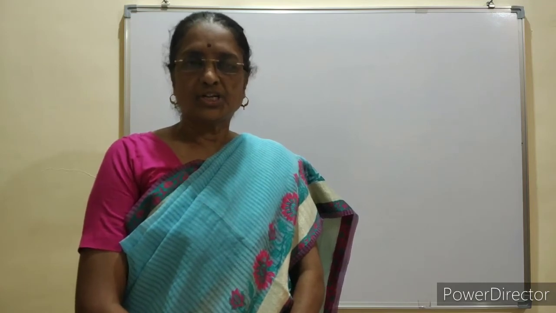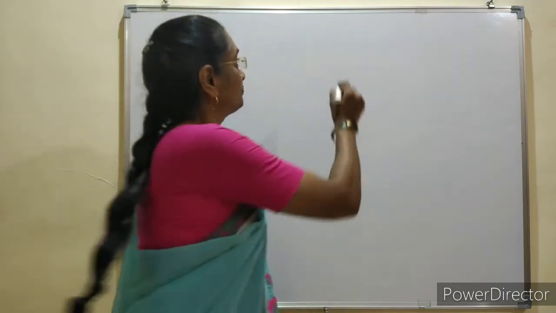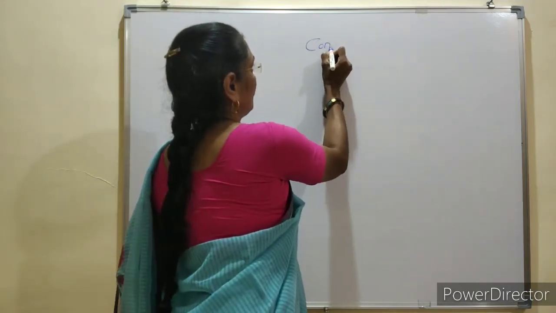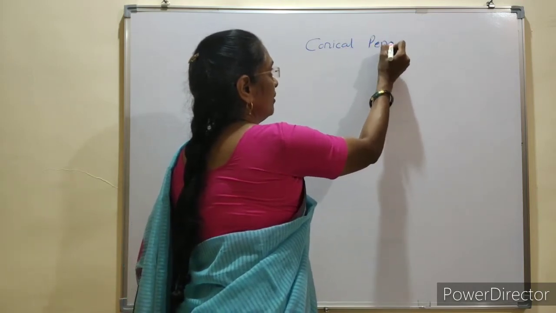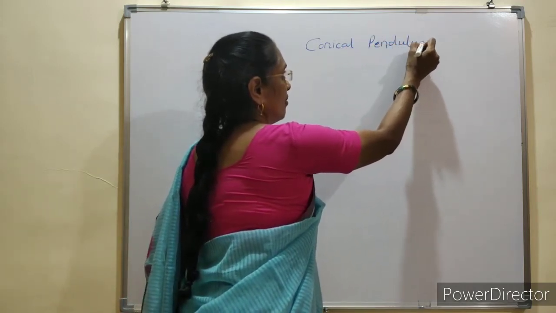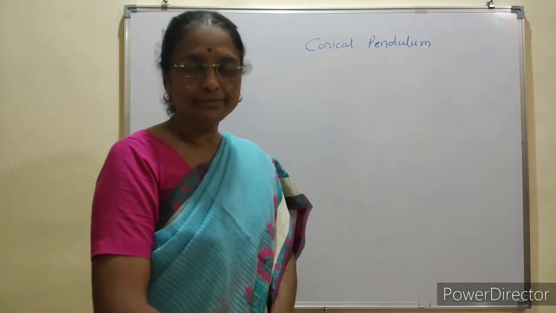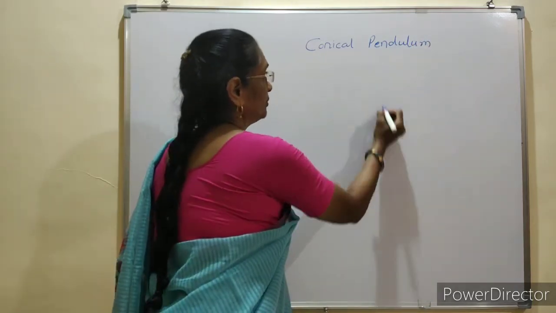Hello students, today we will discuss one example of uniform circular motion, and that is the conical pendulum. It is the best example of uniform circular motion. You know the pendulum.